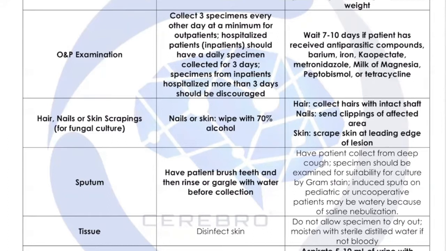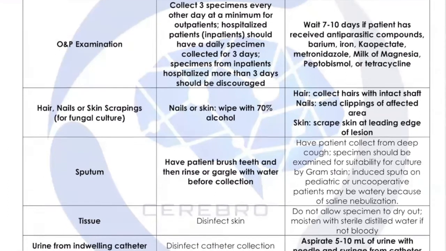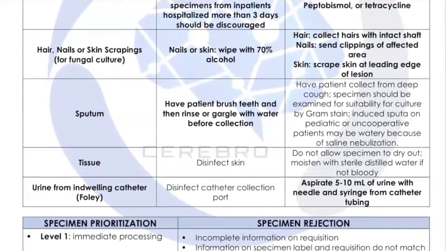Okay. Next, we have hair, nails, or skin scrapings. Remember that these specimens are often utilized for fungal culture. How do we prepare the site? The nails or skin should be wiped with 70% alcohol. For hair, you have to collect hairs with intact shaft. For nails, you are going to send clippings of the affected area. For skin, scrape skin at the leading edge of the lesion.